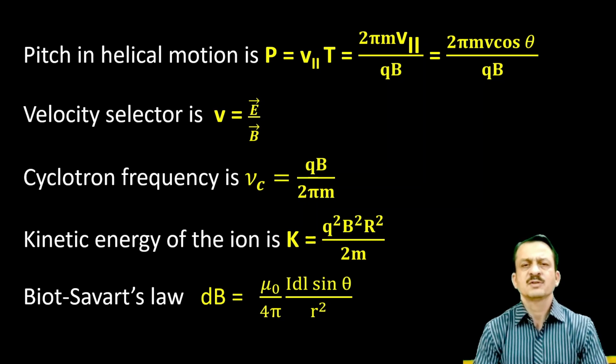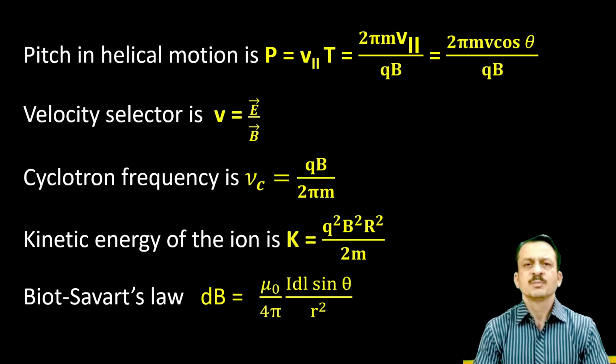Next one is Biot-Savart's law. The magnetic field due to a current element, dB, at some point is given by mu naught divided by 4 pi into I dL sin theta divided by R square.